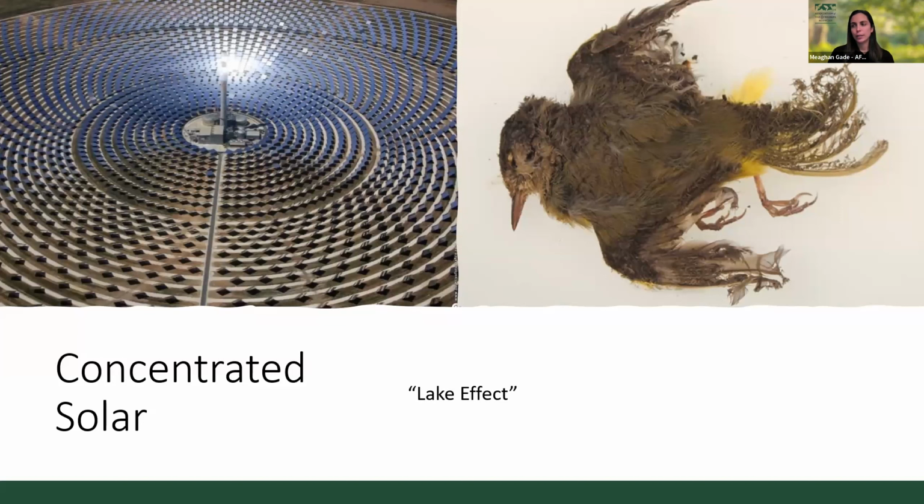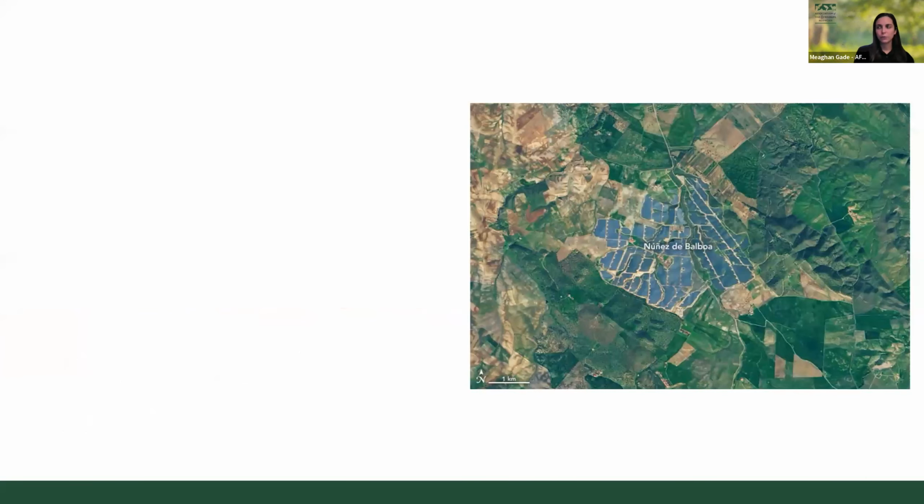Another issue with solar that's under a lot of research right now is what's called the lake effect. This is the idea that from above, a solar facility looks a whole lot like a lake. Let me show you. This is a facility in Spain, and if you look at it from above, I don't blame the birds. I would guess that's water. These birds are often going through areas that don't have a lot of water bodies, like the desert southwest in the United States. So they might think this is a water body, and they're actually flying right into them and colliding. That's another big issue that's being studied.